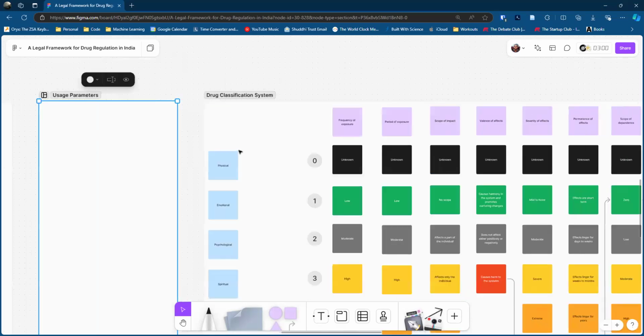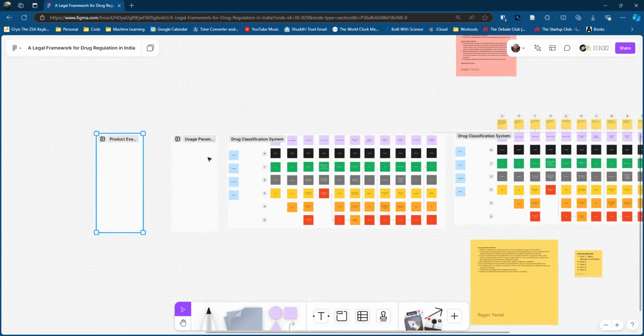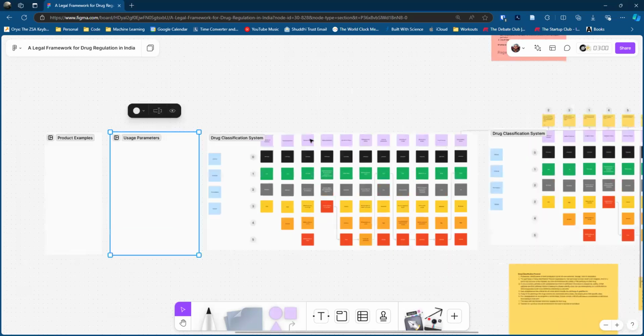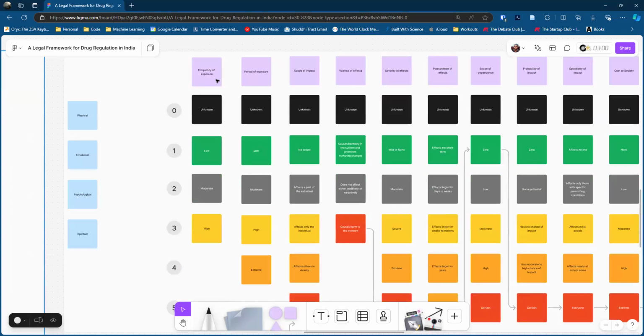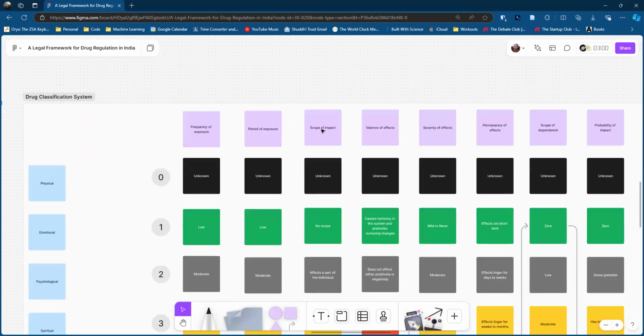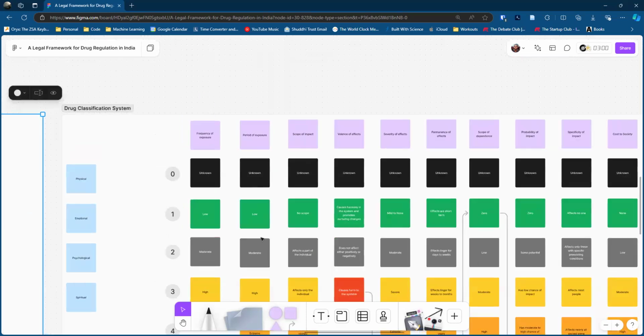So in the usage parameters, I want to include some of these things, right? Frequency of exposure, period of exposure, scope of impact. I think these two we need to move over here.